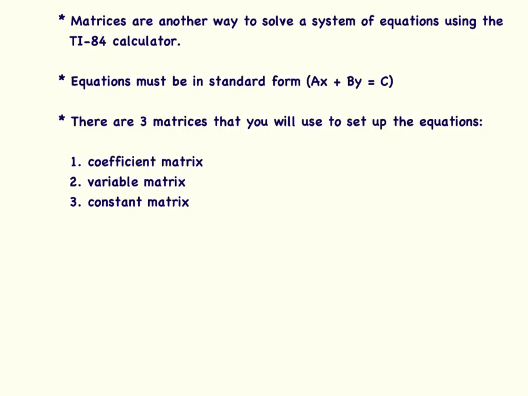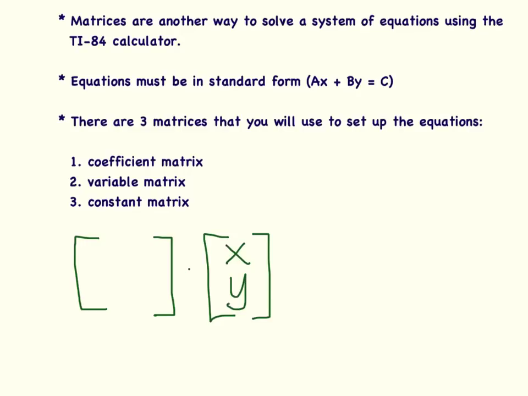When you are setting up these equations to solve with matrices, you will actually show the brackets. The first pair of brackets will be the coefficient matrix, where you will be placing your coefficients. The second pair of brackets will be for your variable matrix, and in our case they will have an x and a y. And then the third brackets will be for your constants. Now let's do an example together.